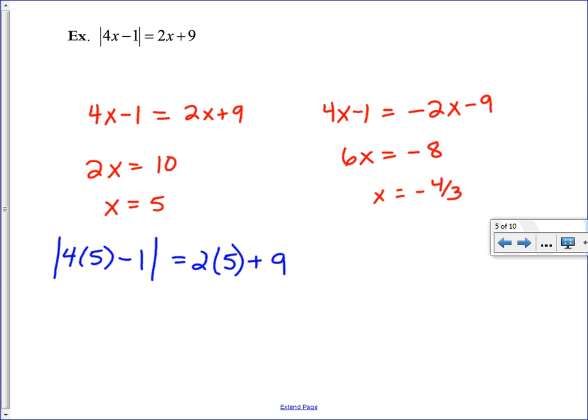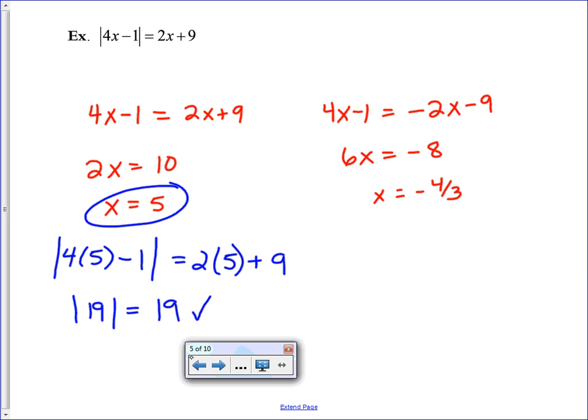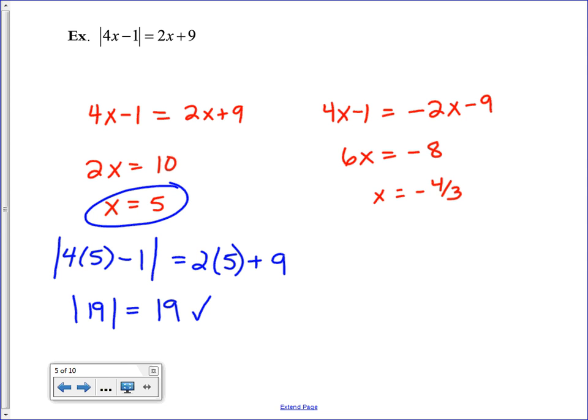On the left, I get 20 minus 1, which is 19. 2 times 5 is 10, plus 9 is 19. Is the absolute value of 19 equal to 19? Yes, it is. So this is one of the solutions. Now, it's not always true that only one of them works. So you do have to check both of them, even if your first one works. The second one might also work.